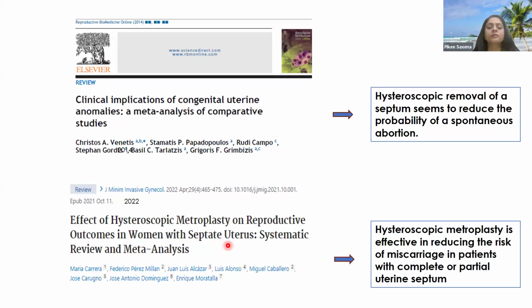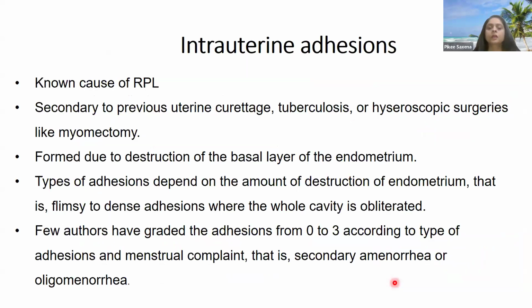So these are some of the very big good studies, meta-analysis, and they show that hysteroscopic removal of septum seems to reduce probability of spontaneous abortions. Both the studies show the same. So coming to intrauterine adhesions, we come across these very frequently. These patients are presenting with oligomenorrhea. Sometimes they are not having periods at all.